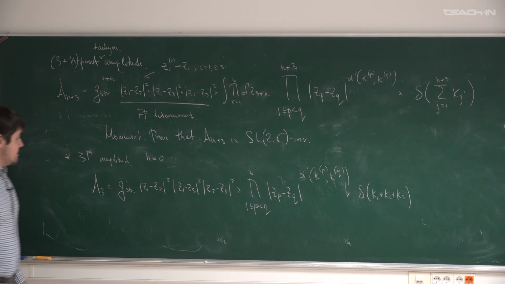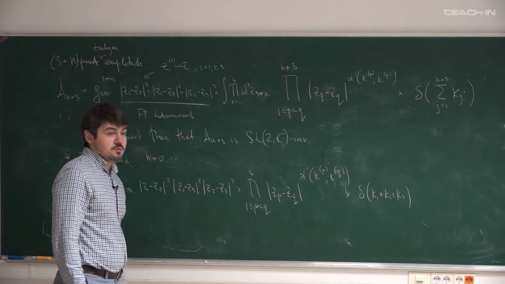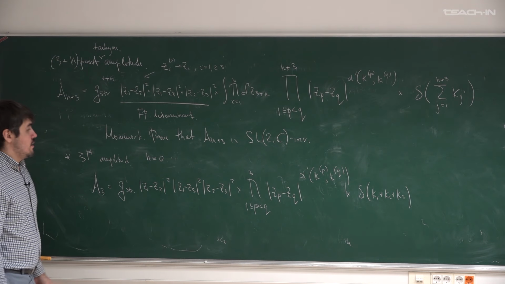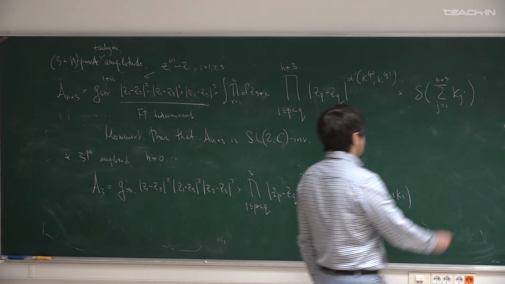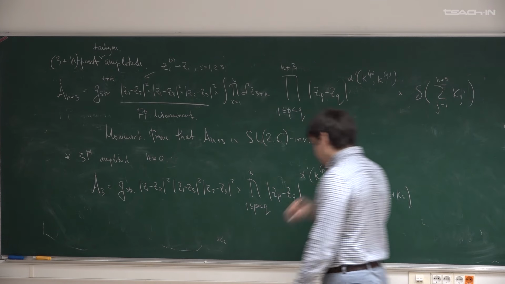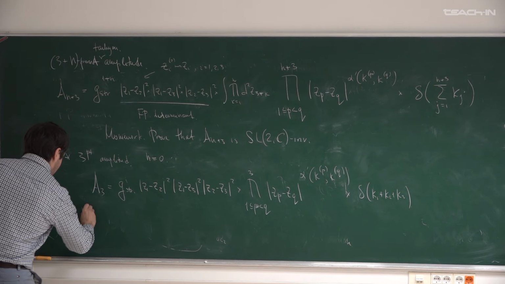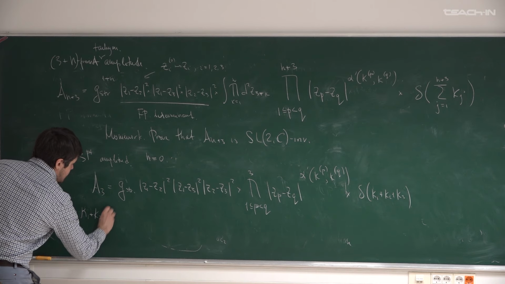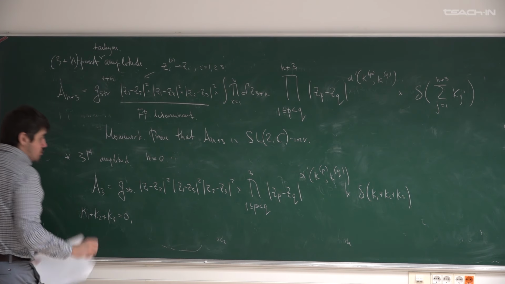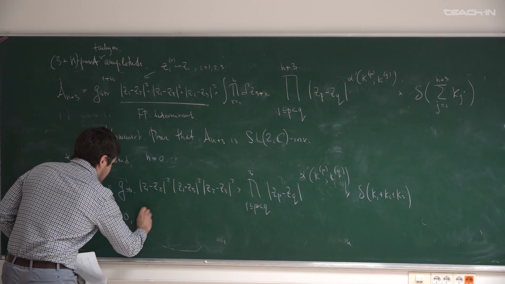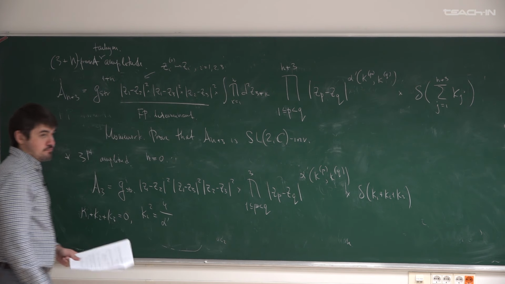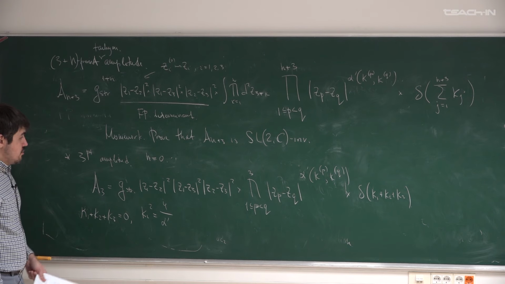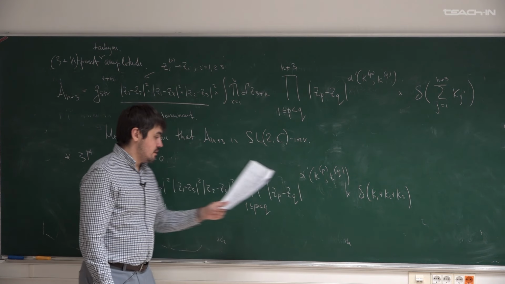Okay, so now let's use our constraints on the momenta to simplify this expression. First of all, we have K1 plus K2 plus K3 is 0. And moreover, each K squared is 4 over alpha prime, the mass shell condition. So let's see what these scalar products are equal to.